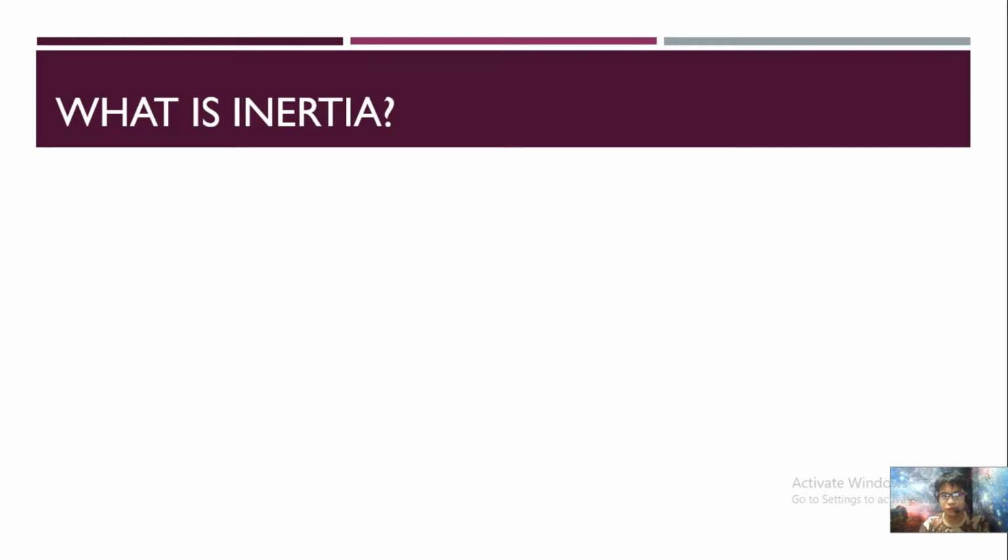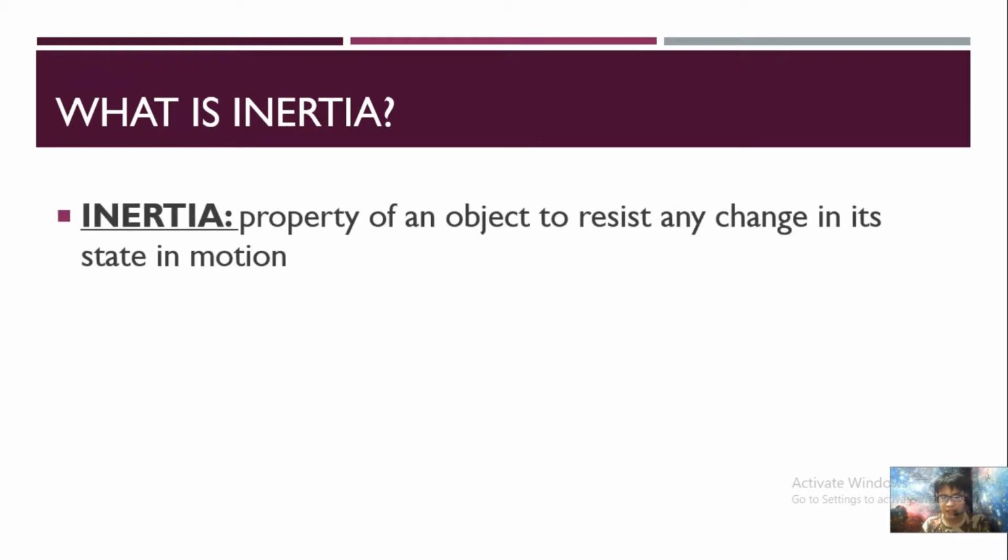So what is it? When we are talking about inertia, it is a property of an object to resist any change in its state of motion. So our keyword here, class, is resist any change in its state of motion. When we say resist, nilalabanan niya, or it prevents the object, inertia prevents the object from changing its state of motion.